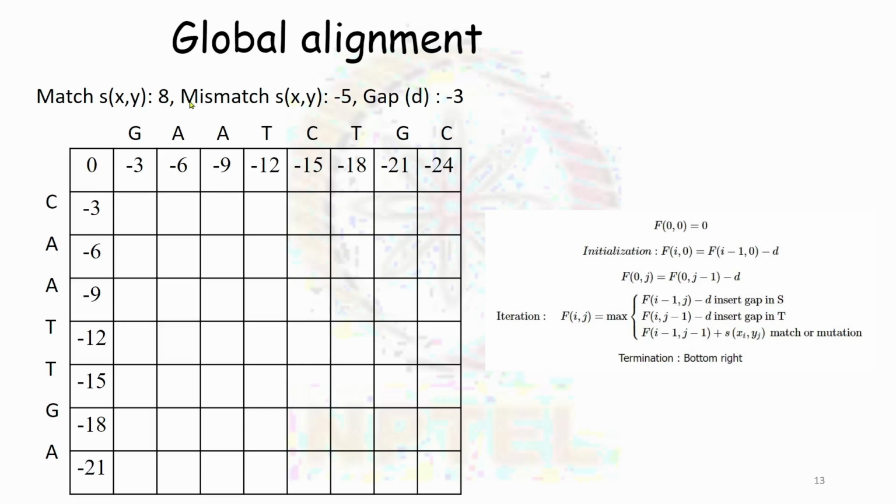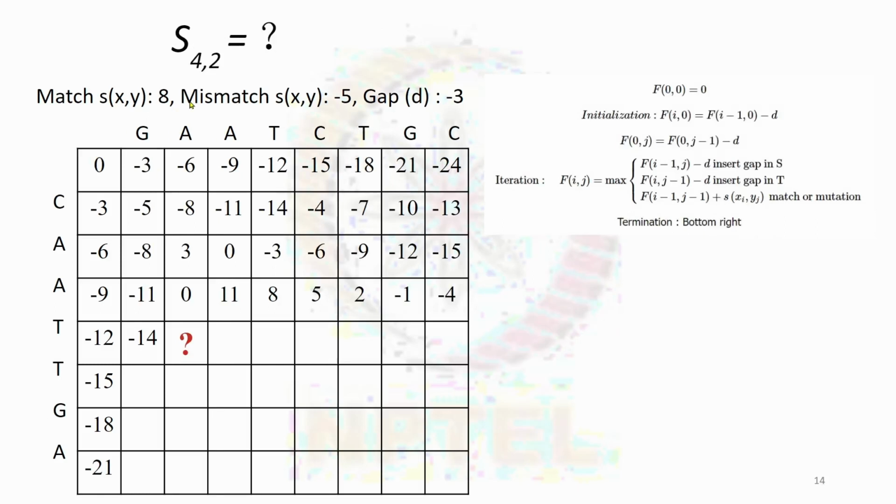Here I have already given a filled matrix. Please find what this question mark tells. What is this value? I have given conditions here. What conditions need to be applied? Use a match score of 8, mismatch score of -5, gap of -3. What would be the value of this question mark I am showing?